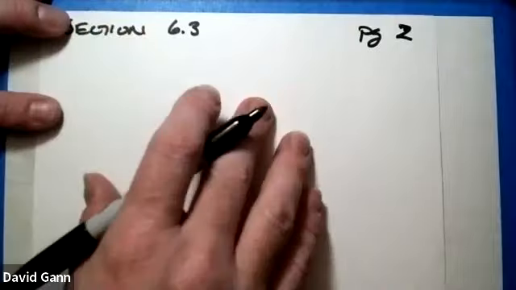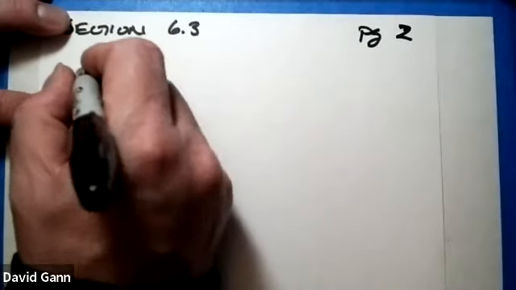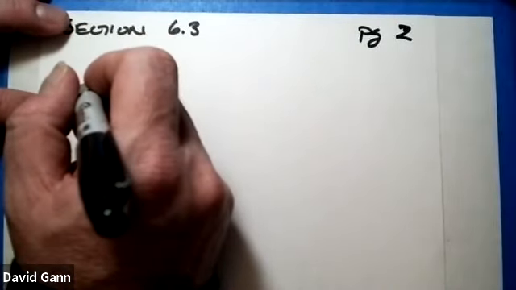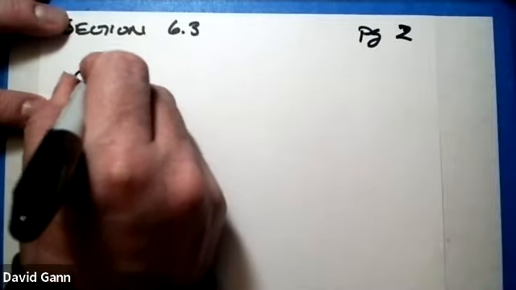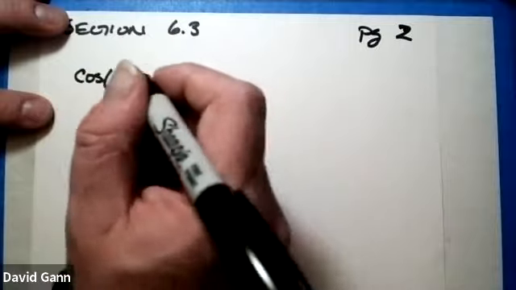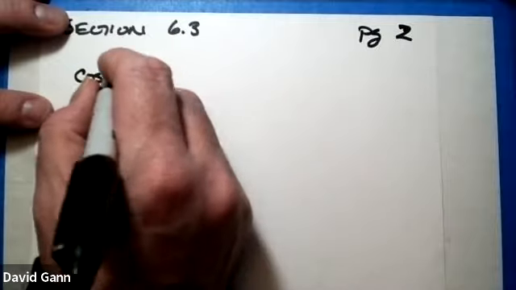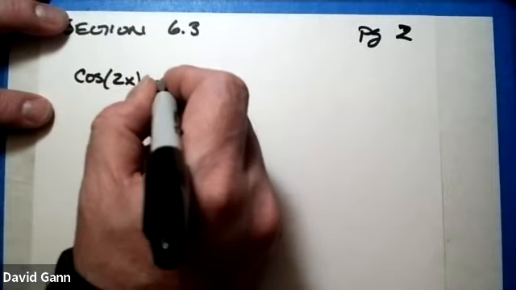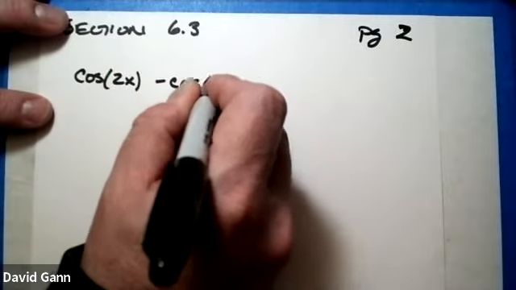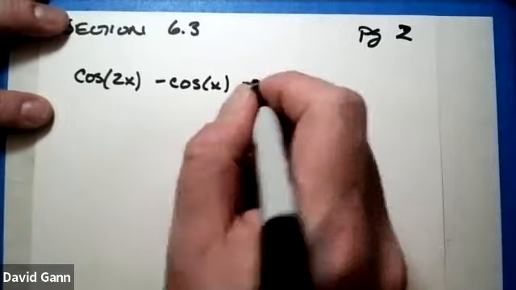So as an example of what I'm talking about, let's look at this specific problem here. Cosine, and we'll use the same parameters. Find all values within 0 to 2 pi. So cosine of 2x minus cosine of x equal to 0.